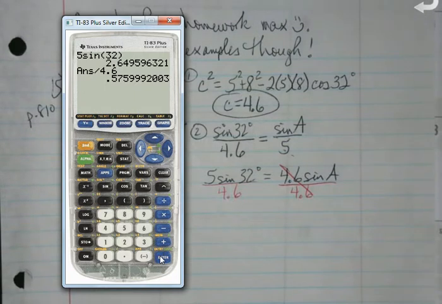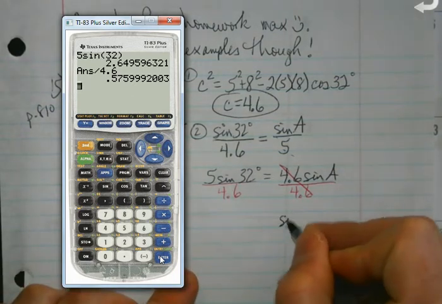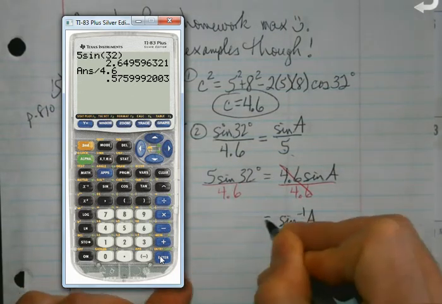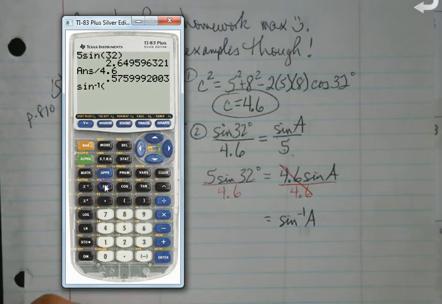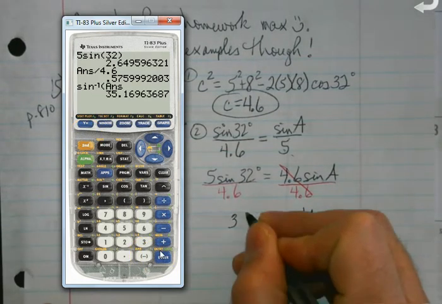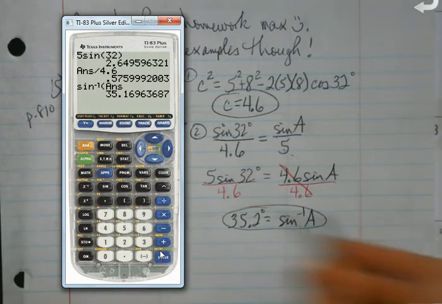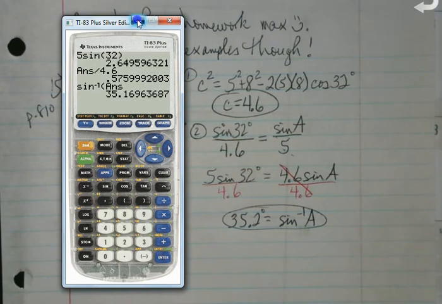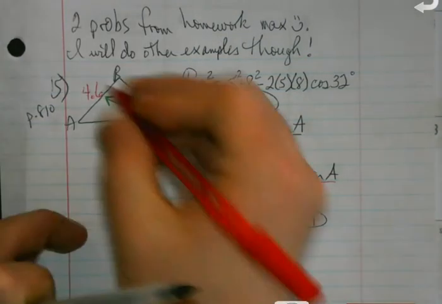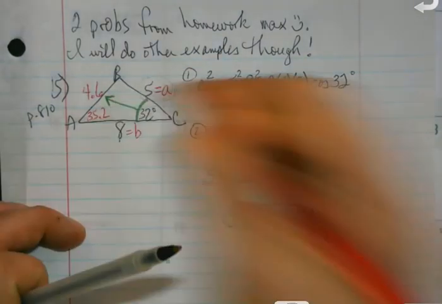Now, the odds of my angle being a decimal are not real good. And then I'm like, oh yeah, I'm looking for this angle, so I need to do the inverse. So second sine, because I need the inverse. And again, either type the decimal in or use the answer button. And I end up getting my angle A, which is 35.2, which at that point, again, I can plug that in here.